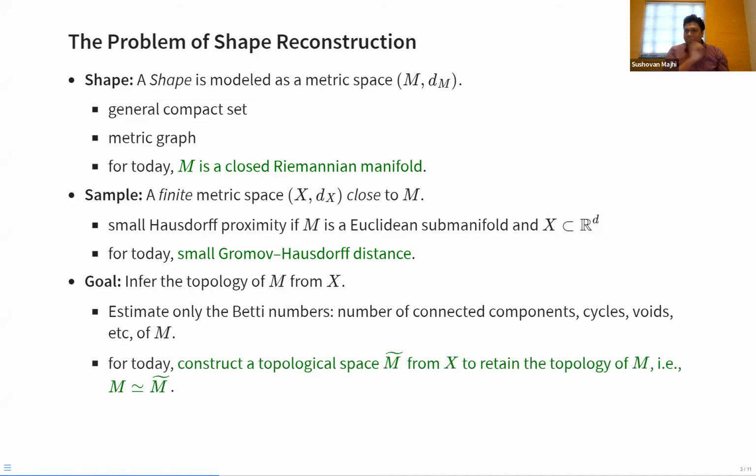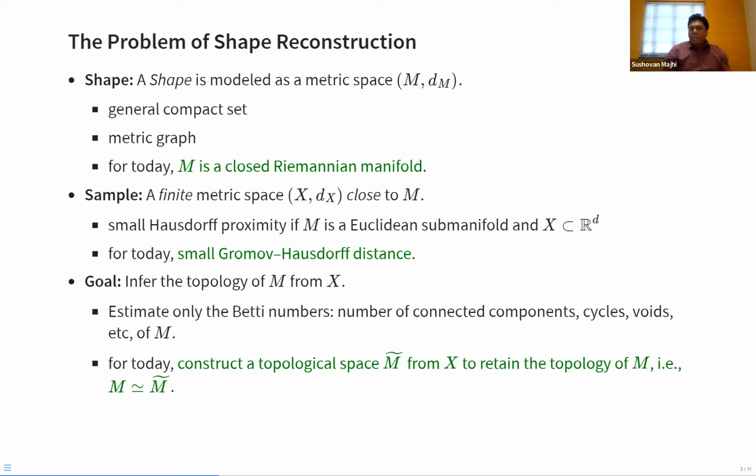But today we're feeling a little more ambitious. We're going to reconstruct not only the homology or homotopy groups, but also the topology of M. We're asking for a topological reconstruction. We're saying, is there any way we can use the sample X to construct a topological space, we can call it M tilde. It's going to be a reconstruction of M, so that M tilde and M, the manifold, have the same homotopy type. In other words, there's a homotopy equivalence map going from M tilde to M, and so on.